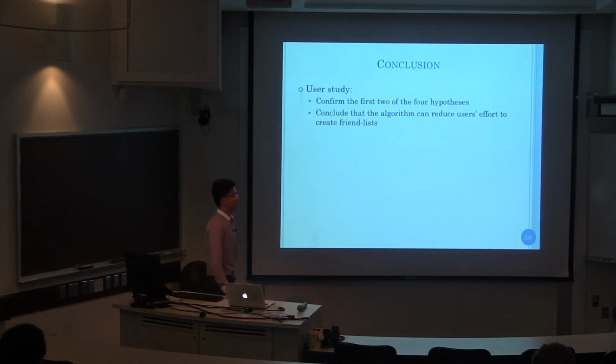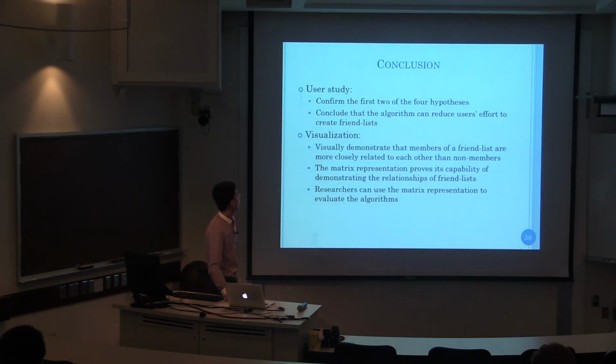Let's come to the conclusion of the project. For the user study part, we confirmed the first two of the four hypotheses, and conclude that the algorithm can reduce users' effort to create the friend list. For the visualization part, we successfully demonstrated visually that members of a friend list are more closely related to each other than non-members. The matrix representation also proves its capability of demonstrating the relationships of friend lists, which means it's better than the graph representation. It also means researchers can use the matrix representation to evaluate algorithms.